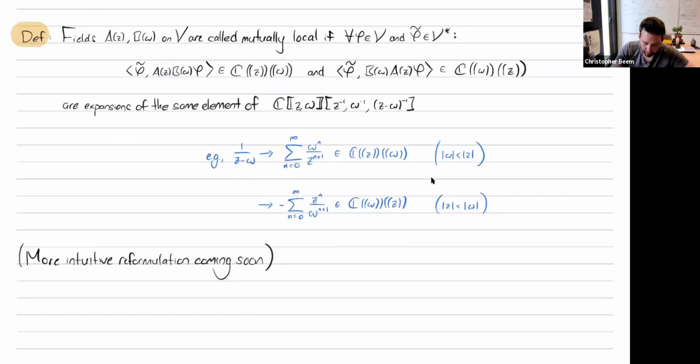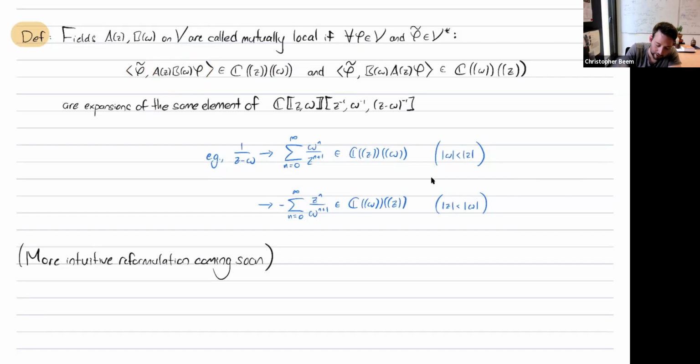So then the key definition, which always looks terrible to me, and I'll give a slightly nicer version that applies in a special case momentarily, is that if you have two fields on a given vector space, they're called mutually local if the following condition holds. You pick arbitrary elements of your vector space and you pick arbitrary elements of the dual space, being linear functionals on your vector space. And you ask for the pairing between your dual vector and A and B acting in sequence on your first vector at different formal coordinates.